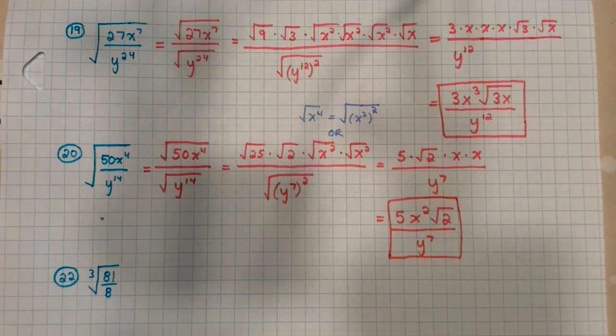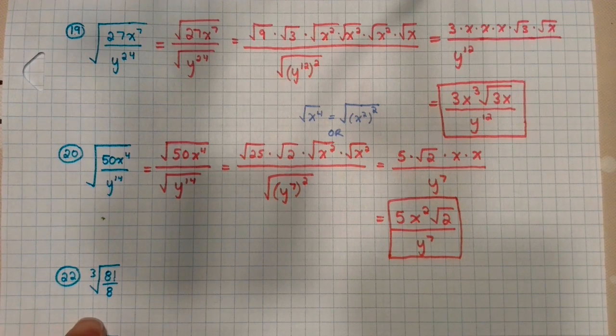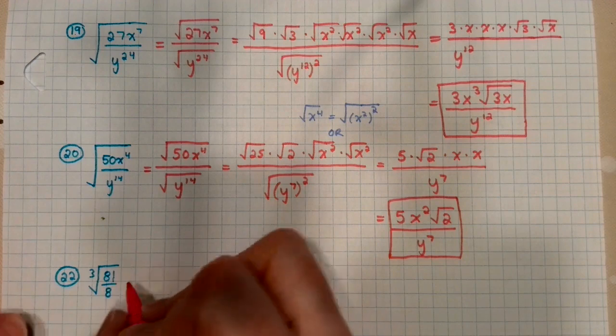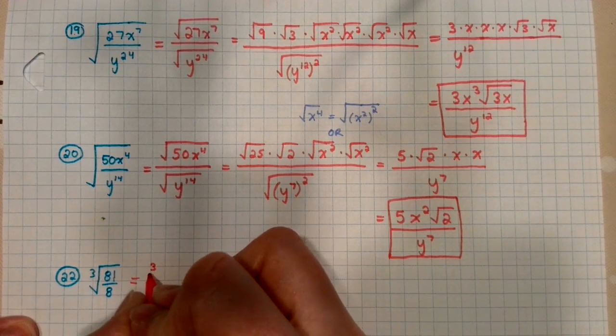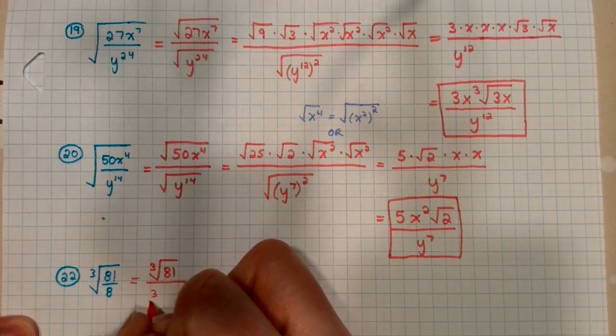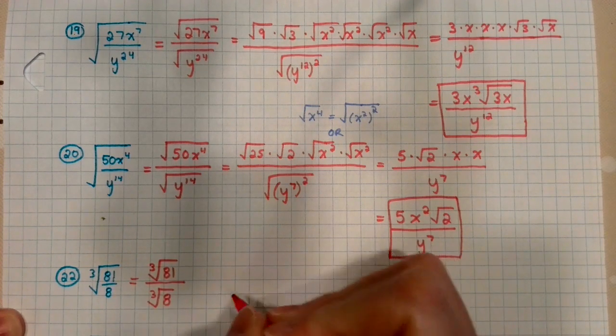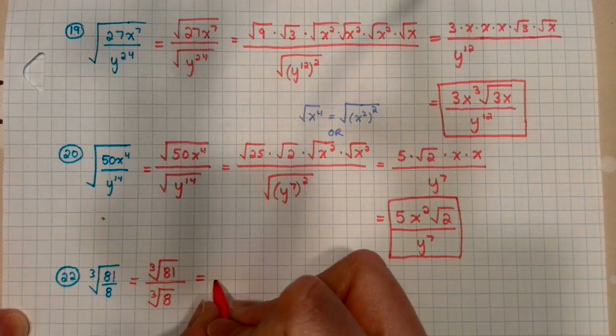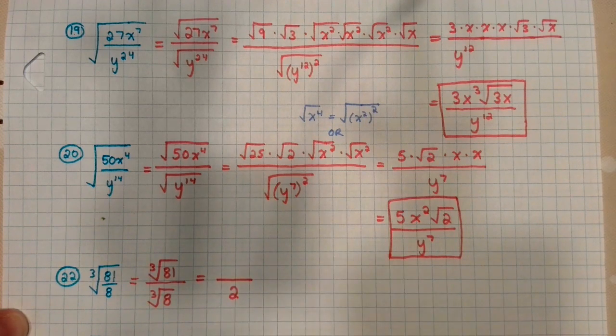Number 22 has us using cube roots. So again, knowing your perfect cubes, at least the first few, can help with this. So for number 22, we have the cube root of 81/8. So we're going to break this down into the cube root of 81 over the cube root of 8. Now 8 is a perfect cube, so on the bottom we're going to have just 2.